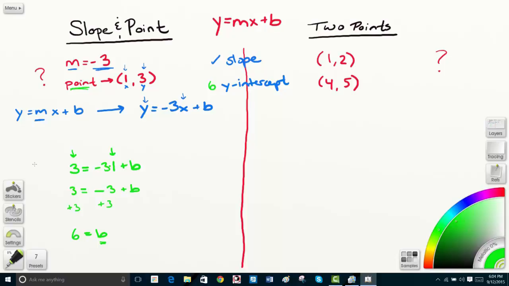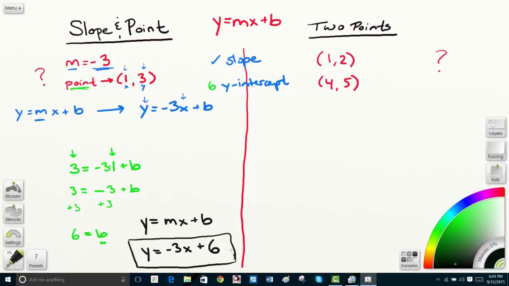So how can I write my answer? I'm going to go back to the color black here for that one. We will say y equals mx plus b. We know m should be negative 3, and we know b should be 6. So the answer is y equals negative 3x plus 6. And that's the equation with the two hints, m equals negative 3 and the point 1, 3.